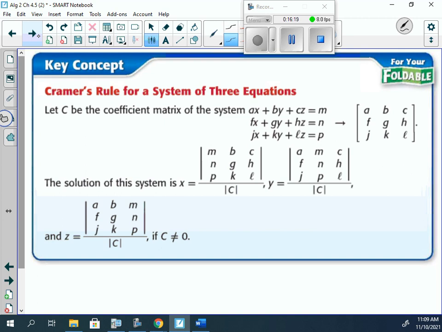Three by threes. Now, the process that we're going to do to solve these 3 by 3s using Cramer's rule is essentially the exact same thing as what we just did. Because if you look at this here, let me get a highlighter.